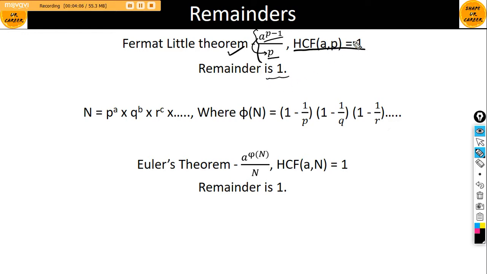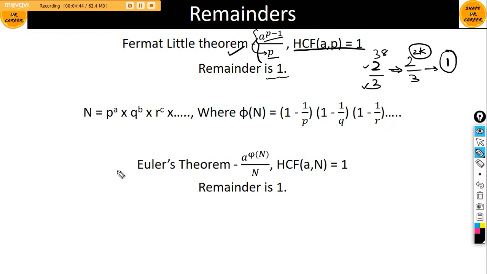For example, let's say there is 2 raised to power 38 divided by 3 and we are required to find the remainder. As we know, 2 and 3 are co-prime to each other. So we can say 2 raised to power 2 divided by 3 always leaves a remainder of 1. If your power is any multiple of 2, the remainder is always going to be 1. This is the extended form of Fermat's little theorem, wherein we choose the power in multiples of p minus 1, so as to make our job easier.